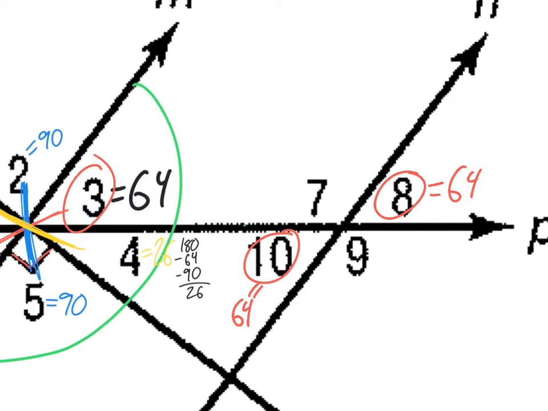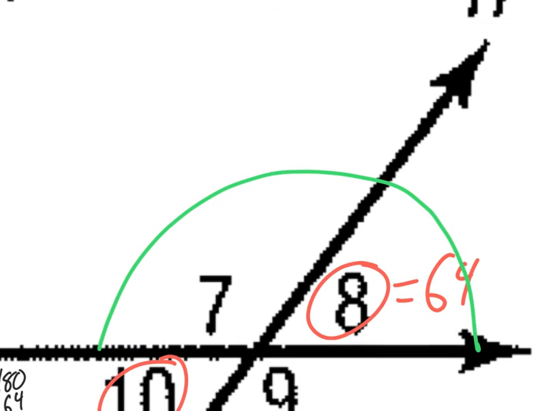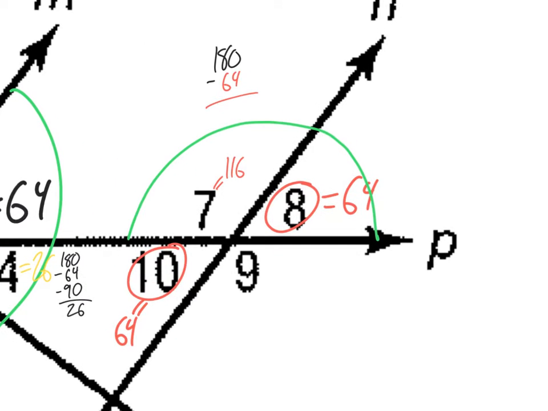Again, I'm going to make a 180 degree arc with 7 and 8. Thanks to that, I know that this arc is 180 degrees with 7 and 8 together. And if I take away angle 8, that's 64 degrees, I will know angle 7. So I'm going to do 180 minus 64, and angle 7 is going to be 116 degrees. And again, thanks to vertical angles, I know that angle 9 is also 116 degrees.